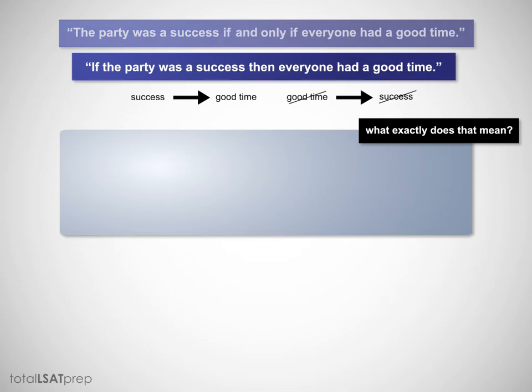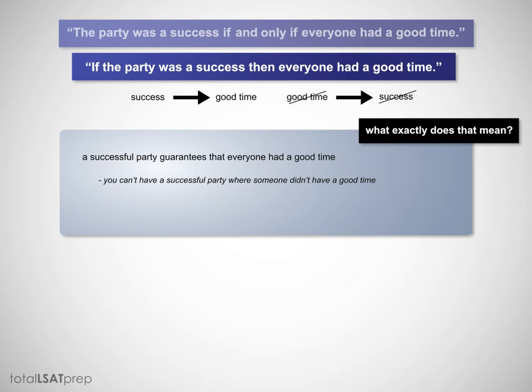And here we've redrawn the first conditional to be a bit more straightforward. It says if the party was a success, then everyone had a good time. And underneath it, we've diagrammed its standard diagram and its contrapositive. Success followed by an arrow followed by good time. And the contrapositive is good time with a line through it followed by an arrow followed by success with a line through it. So the first conditional says that a successful party guarantees that everyone had a good time. In other words, you can't have a successful party where someone didn't have a good time. Everyone having a good time is a requirement for a successful party.